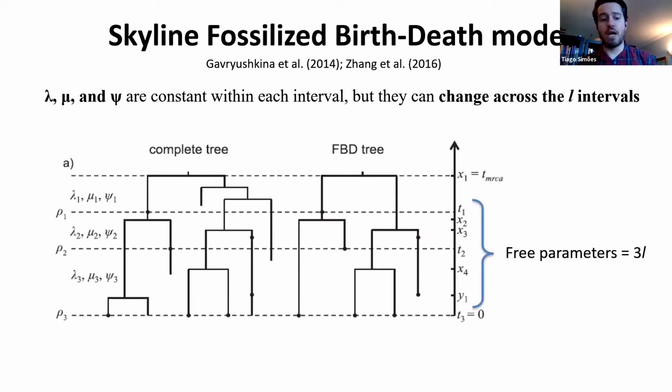The more parameters we have, the higher the risk of over-parameterization, which is especially high when you have morphological data, because we typically have low amounts of data for morphological characters. So it's always important to balance the number of parameters with the amount of data you have available. When setting up such an analysis, it's quite important to keep this aspect in mind and avoid using too many parameters.